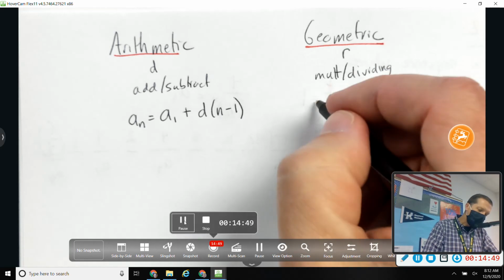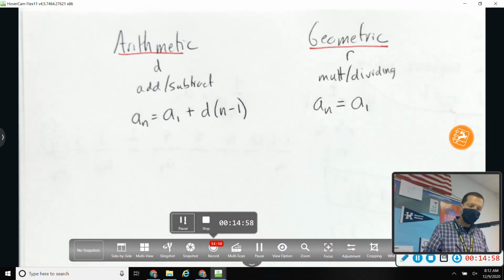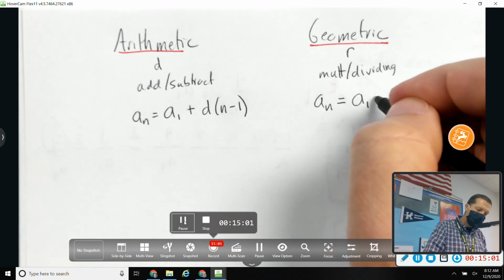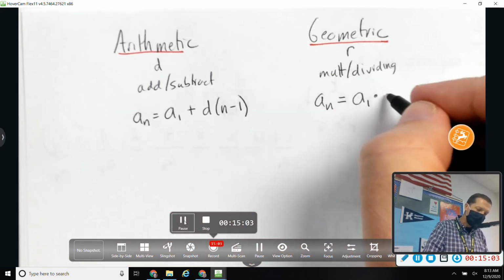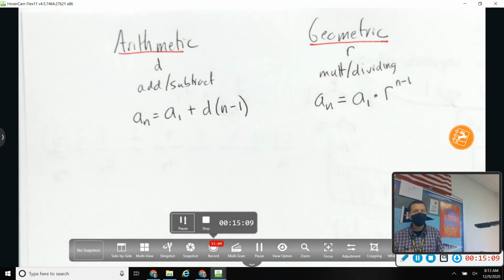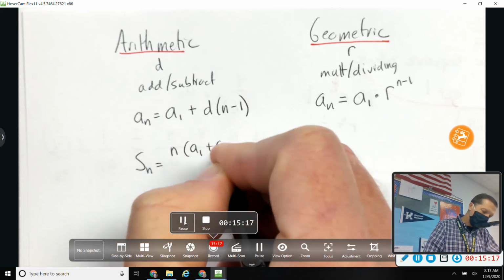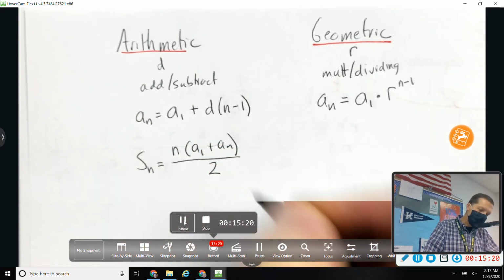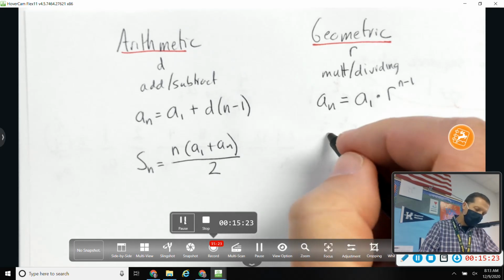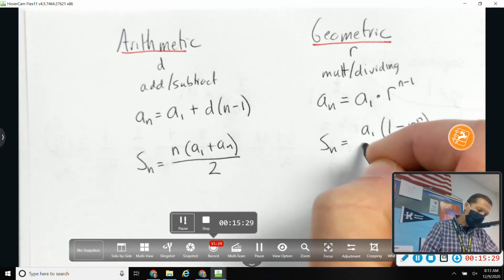For geometric, again, they're going to look different, but if you understand what's going on, they're very similar formulas, because you're going to start at a1, but you're not adding, you're multiplying, and you don't have a common difference, you have a common ratio. But you want to multiply by that ratio n minus 1 times. And then there was a sum formula, n times a1 plus an all over 2. And the geometric sum formula, a1 times 1 minus r to the n over 1 minus r.